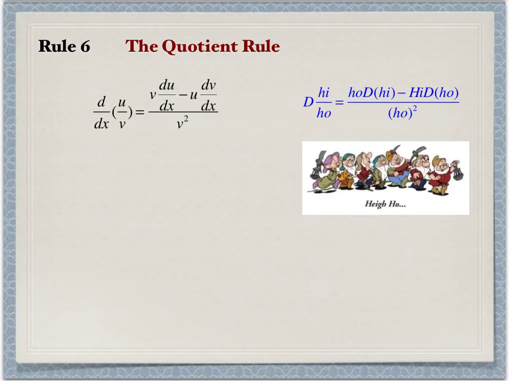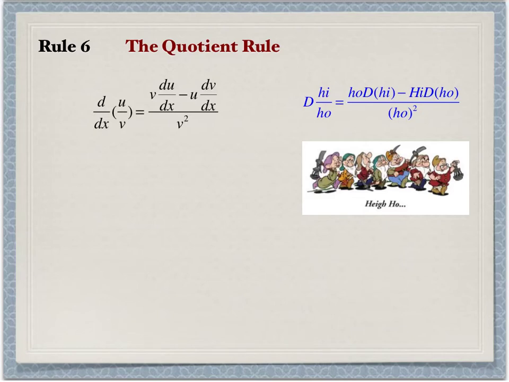Now here's the fun one, the quotient rule. As you can see, this looks kind of complicated. u divided by v: v du minus u dv over v squared. But here's the way to remember this. You might want to think of the old seven dwarfs here.